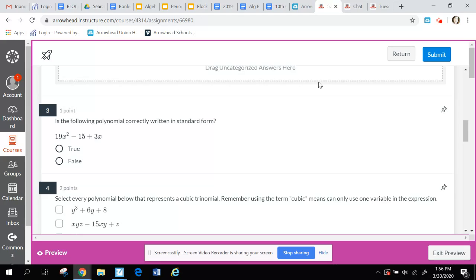Then a true or false question: we want to know if the following expression is written in standard form. I have 9x squared minus 15 plus 3x. That is not in standard form. In order for it to be in standard form, the 3x would have to come next. So this would be false.